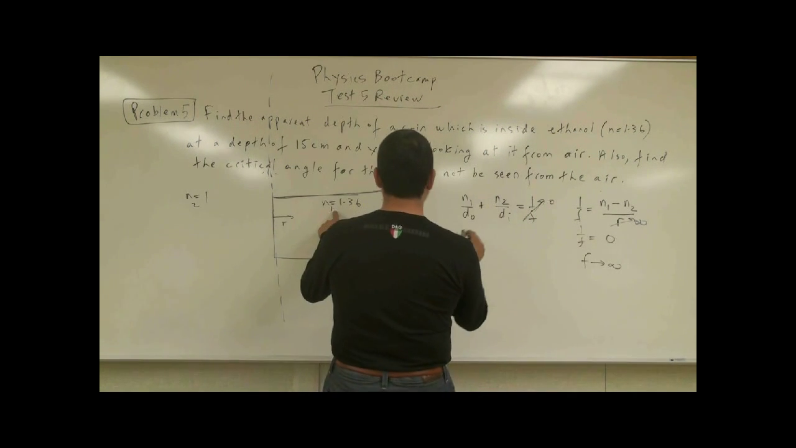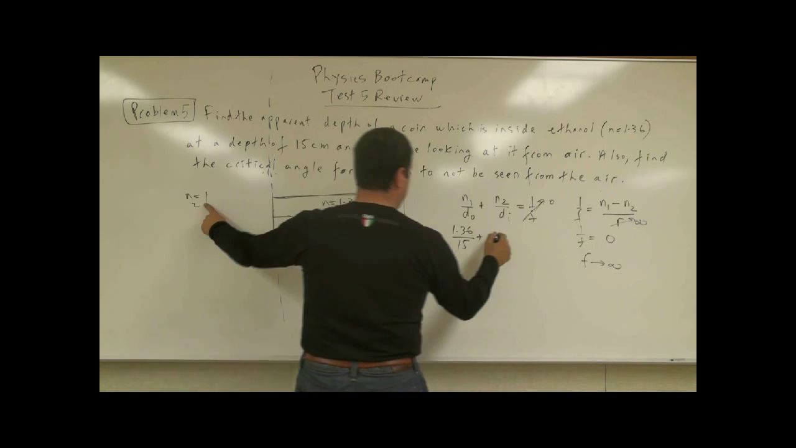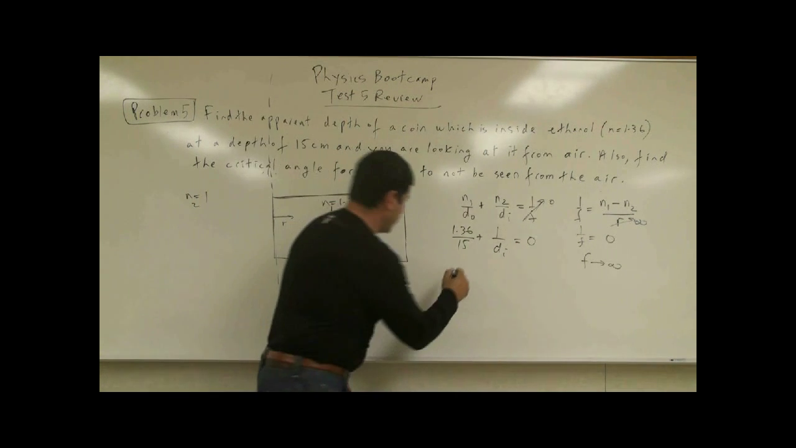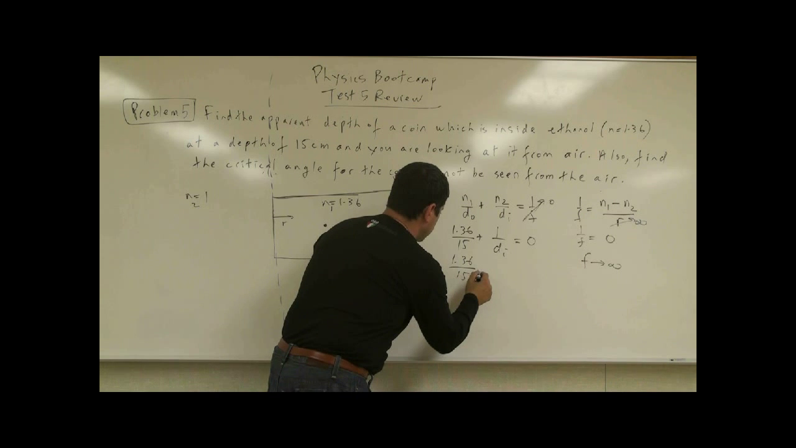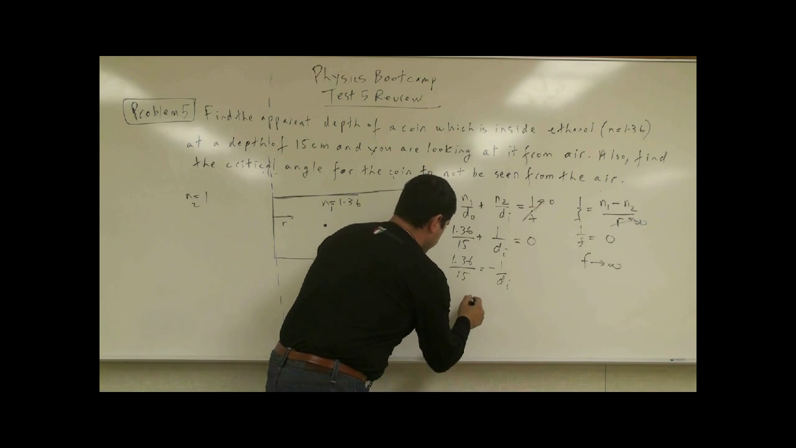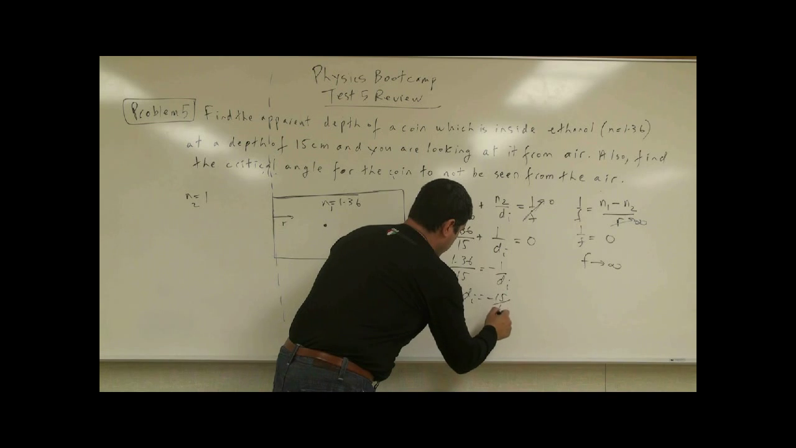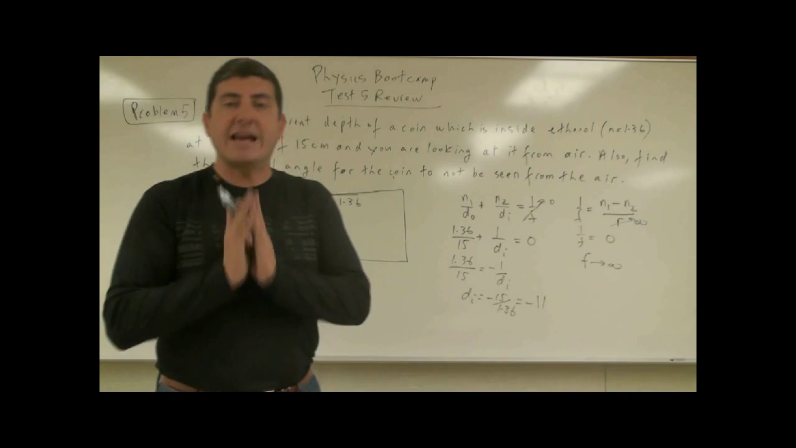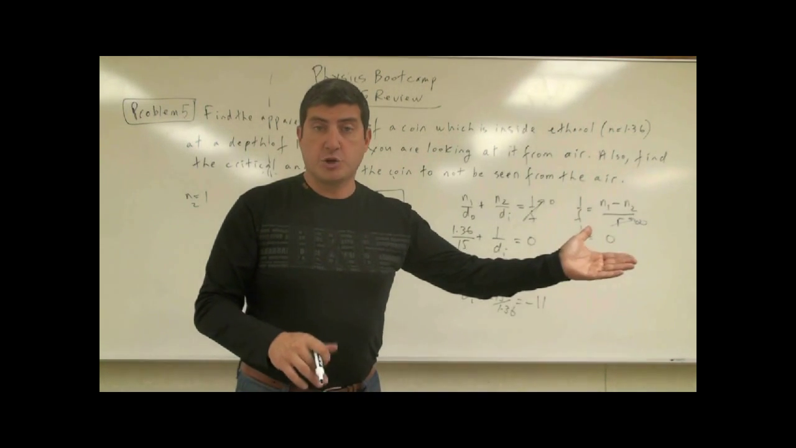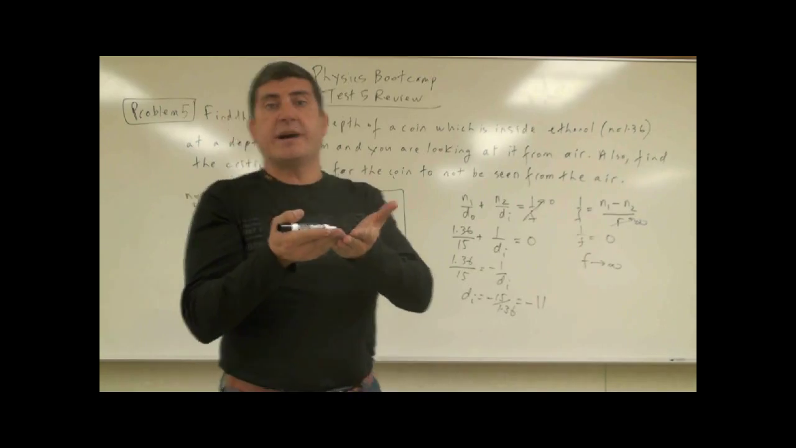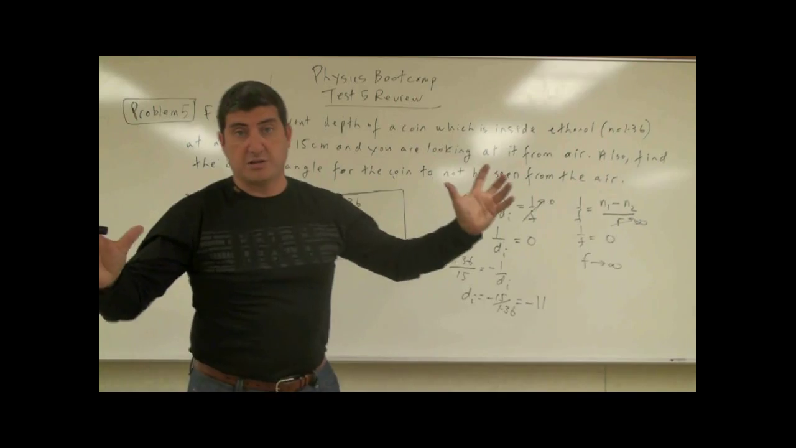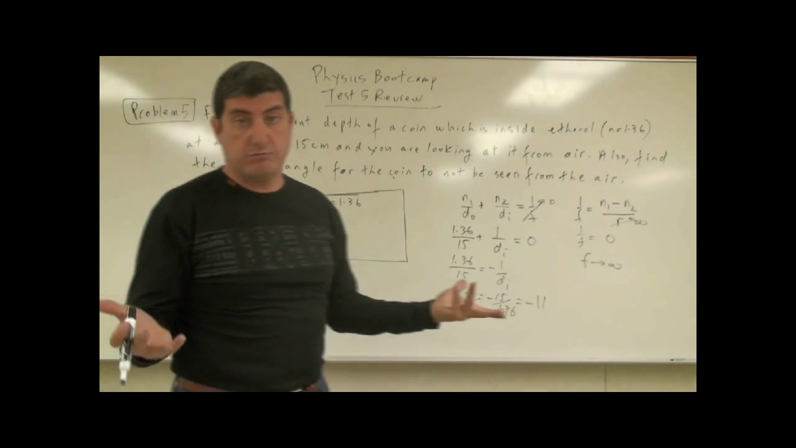Well, we have here N1 equal to 1.36 over 15 plus N2, in this case air, over di. That gives you 0. So we have 1.36 over 15 is equal to negative 1 over di. di is equal to negative 15 over 1.36, and that gives you negative 11 point something. So it gives you the same answer as what we got a minute ago by saying the apparent depth decreases by a certain amount. But this way of looking at it is more general, more detailed, and it can be used for any other kind of problem, right?